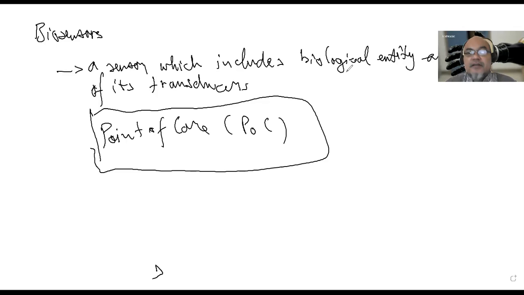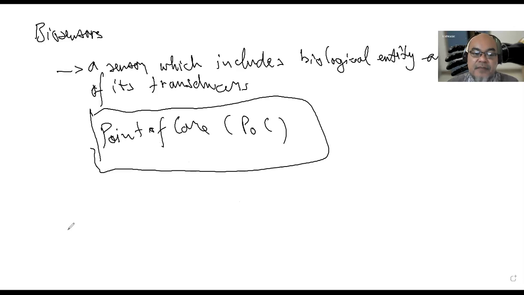This is actually, by my definition, not belonging to the biosensor type, because it does not include any biological entity as its transducer. So the main definition is where, for example, the sensor includes an enzyme to detect a biological entity, to detect a biochemical signal. Then we call it a biosensor.